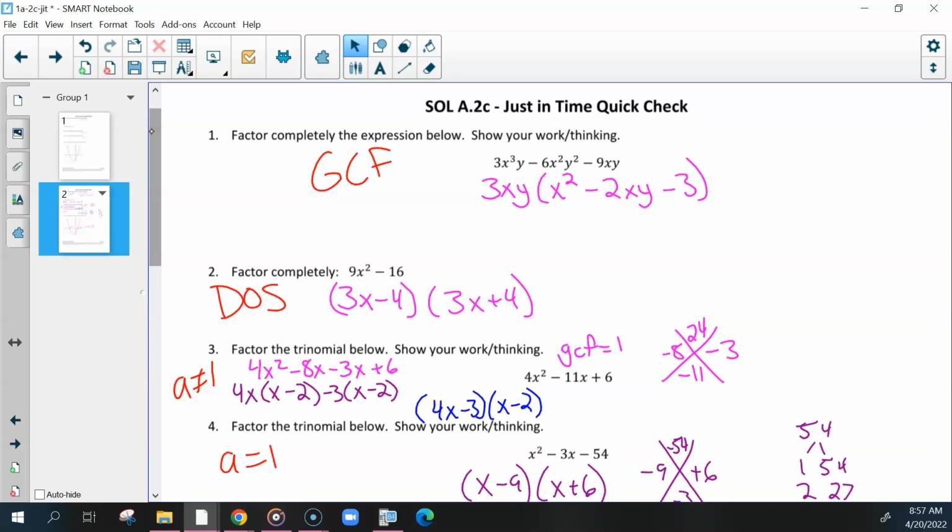Number 1 was a GCF problem. These each have 3xy in common. So if you divide out 3xy, you'd be left with x squared minus 2xy minus 3. We could not factor trinomials because we have 2 different variables, and we're only doing 1 variable. So that would be your final answer.